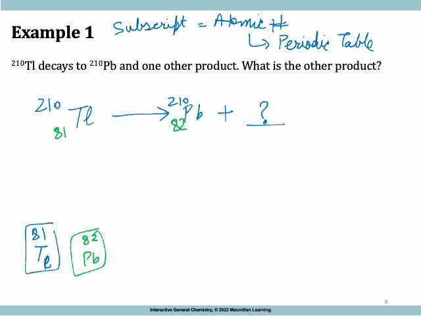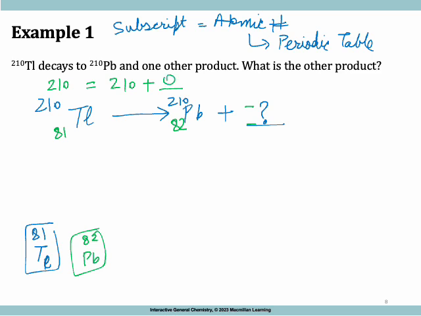So let's balance the superscript first. This is 210, equal, what's on the right side? Also 210 plus something else here, right? What is the number here? What should I add so that I can get 210? I should just not add anything.